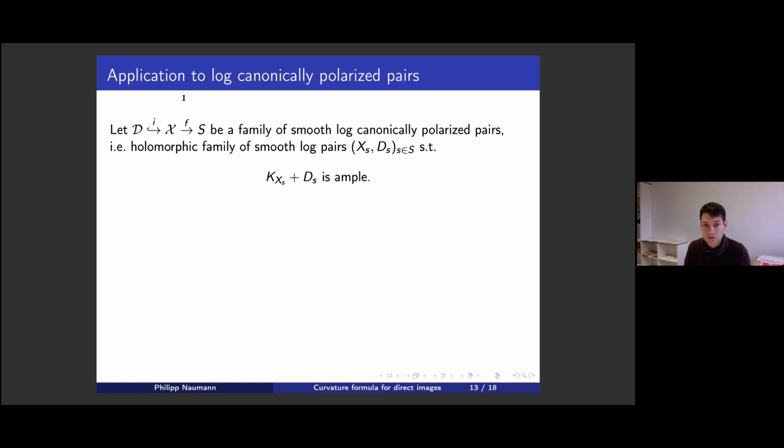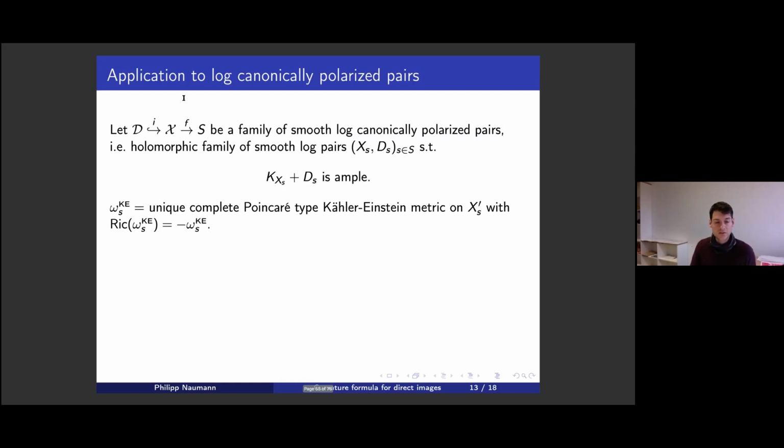smooth family of log pairs as before, XS, DS, and we call it log canonically polarized if KXS plus DS is ample. Yeah? So that's the condition here in this application, and in this case we have on each fiber the unique complete Poincaré type Kähler-Einstein metric on the open fiber XS prime. And this is just with a Ricci curvature -1, so given by the work of Kobayashi and Tian and Yau.